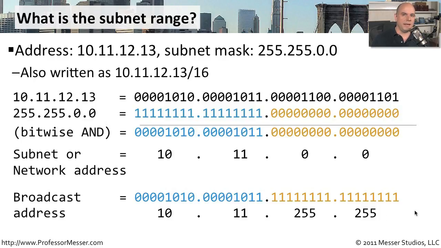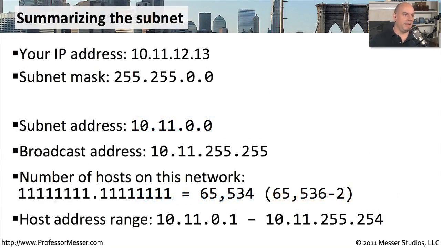address for that subnet. Summarizing this again, we've got our IP address of 10.11.12.13 and the subnet mask that is 16 bits long. We calculated our subnet address to be 10.11.0.0 and our broadcast address to be 10.11.255.255. And that means anything in between those 2 will be the hosts on this network.